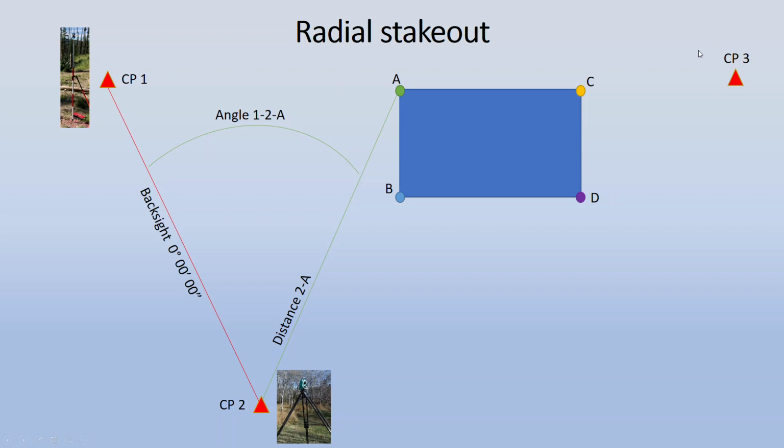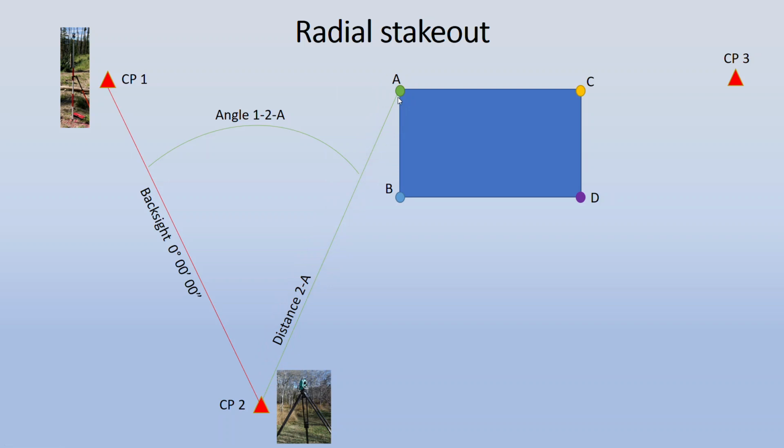So point A is going to have both an angle referenced off of that backsite and also a distance measured from CP2. And those are the two measurements, right, that a total station can give us. They can give us a horizontal angle and a slope distance with a zenith angle. Those two components together could help us compute the horizontal distance, which is what's required for stakeout.